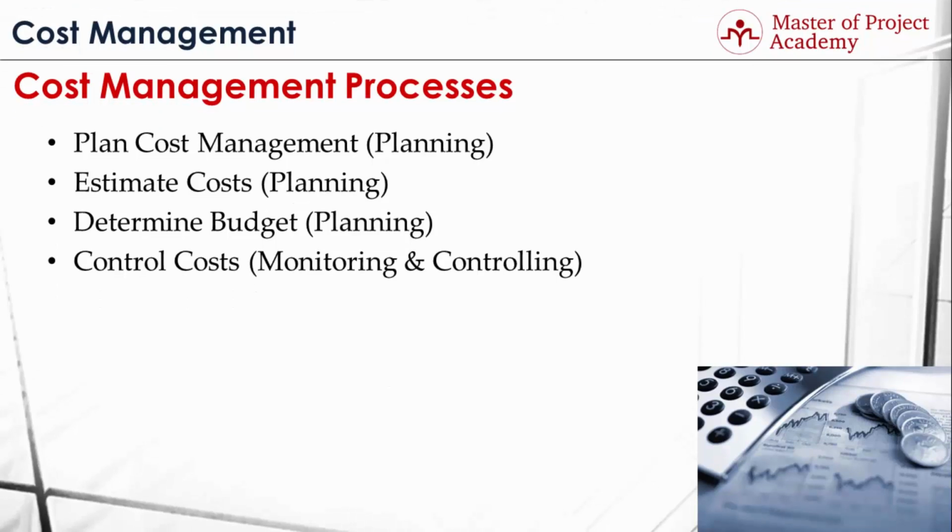Cost management has 4 processes. 3 of these processes belong to Planning Process Group, and 1 of them belongs to Monitoring and Controlling Process Group. These processes are Plan Cost Management, Estimate Costs, Determine Budget, and Control Costs. We will go over each process in detail during our further lectures. During this lecture, we've gone through an overview of Cost Management Knowledge Area. During the next lecture, we'll go over Plan Cost Management Process.